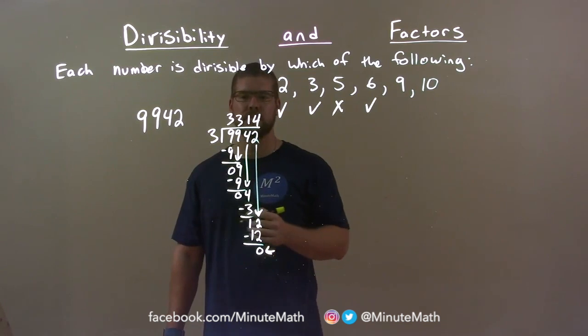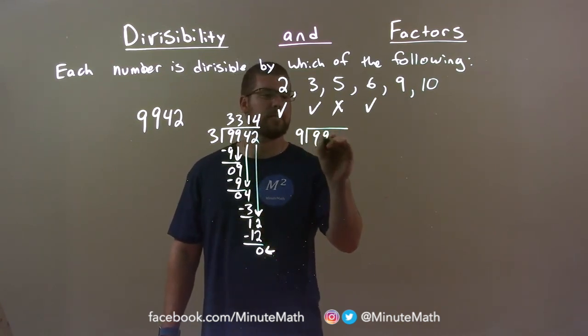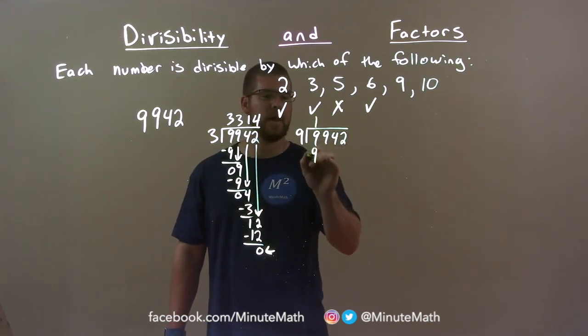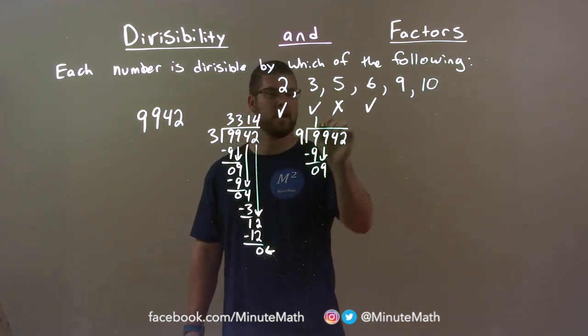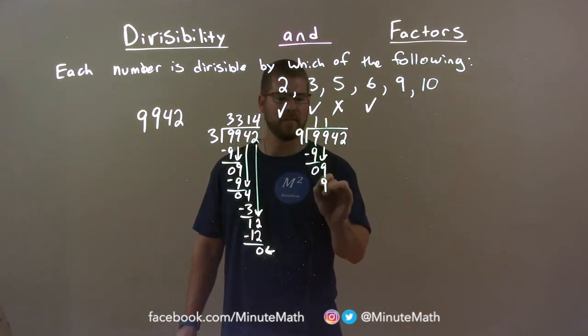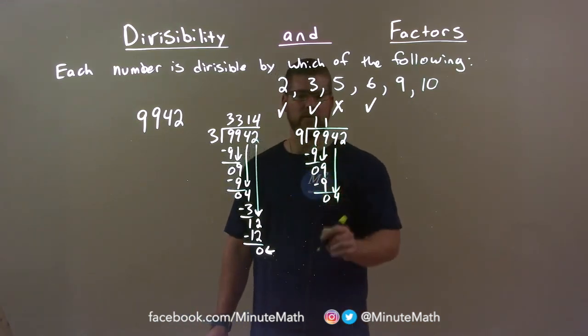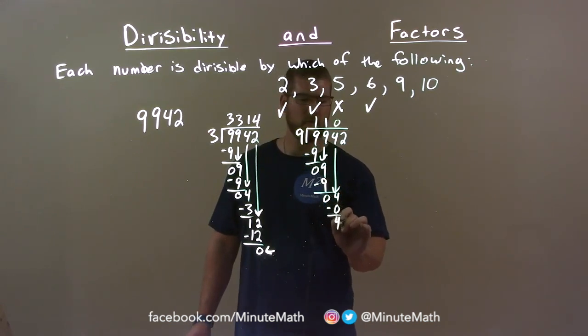Does 9 go into 9,942? Well, let's do long division to see. 9 goes into 9 1 time. 1 times 9 is 9. Subtract it, get a 0. Bring down this 9. 9 again goes into 9 1 time. 1 times 9 is 9. Subtract it, 0. Bring down the 4. 9 goes into 4. Nope, 0. 0 times 9 is 0. We got a 4 here.